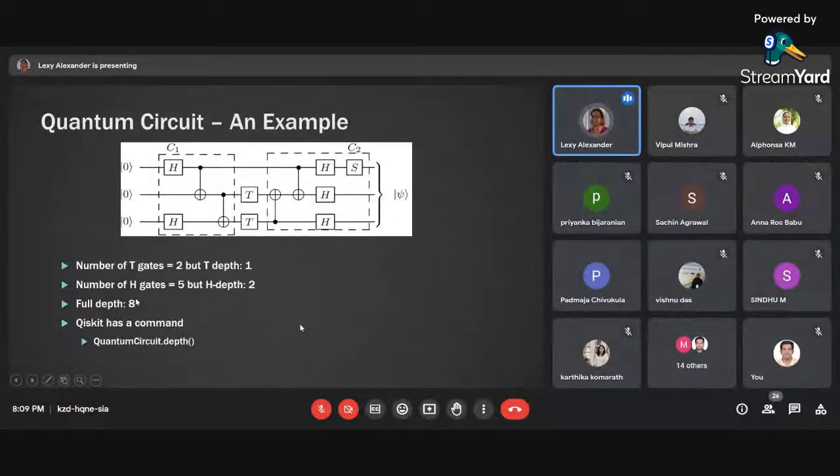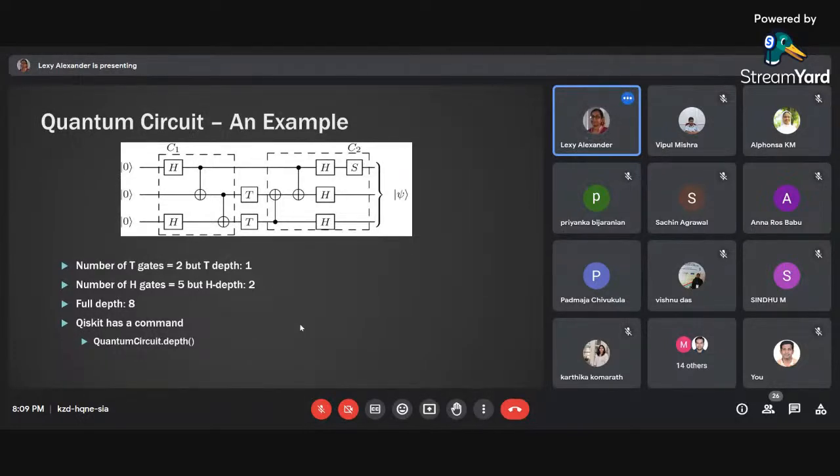So this is a very important parameter when you compute the strength and complexity of the circuit. Usually the complexity of a circuit is told by counting the number of gates. So we will count the Clifford gates and we will count the T gates. We will count how much is the depth of the circuit, how much is the T depth, how much is the H depth, like that we will tell.